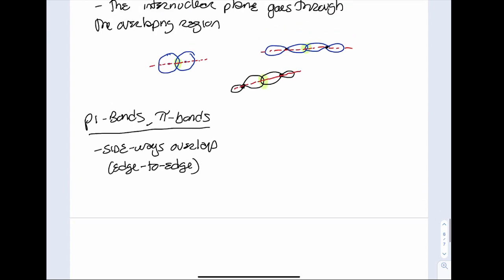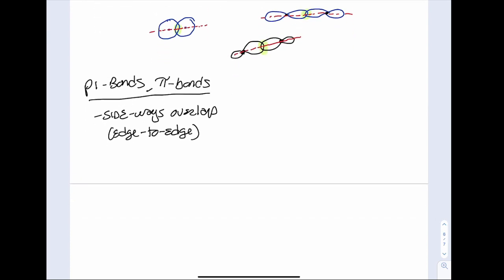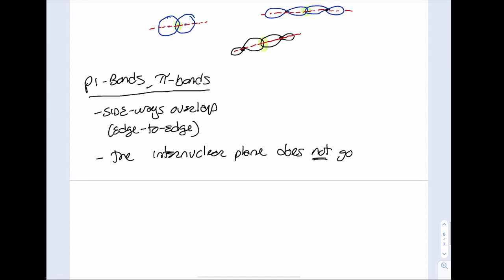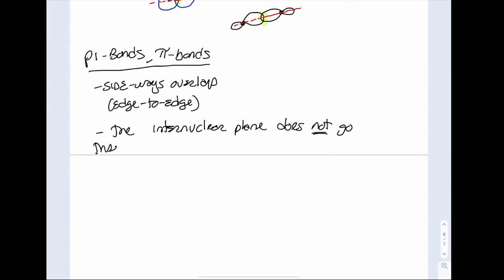The defining characteristic, though, is if I was to connect those two nuclei. With pi bonds, my internuclear plane does not go through the overlapping region. So the internuclear plane, if I connect the two nuclei, does not go through the overlapping region.